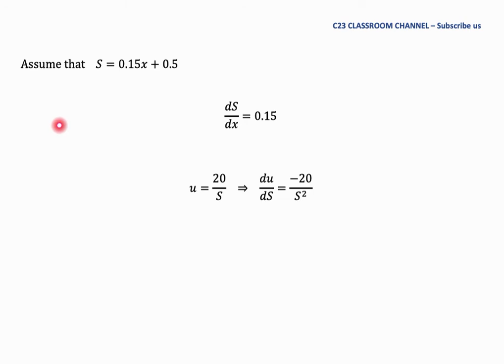So to make a simple calculation, we assume that S is equal to 0.15x plus 0.5. So we could differentiate it: ds/dx is equal to 0.15. And now we could rewrite u is equal to 20 over s. And then we could calculate du/ds is equal to minus 20 over s square.